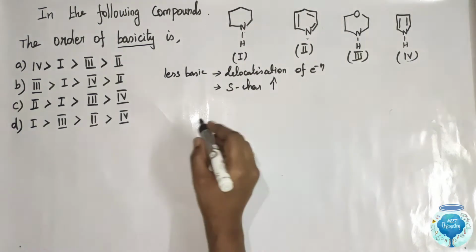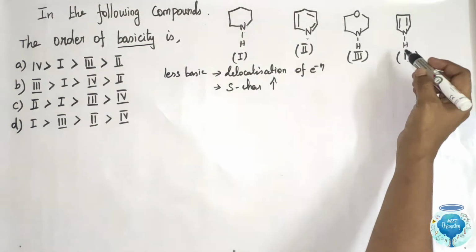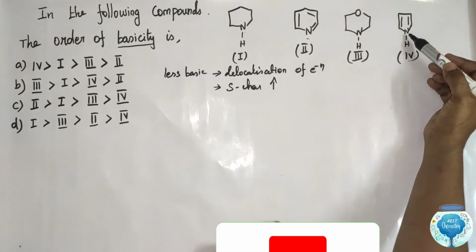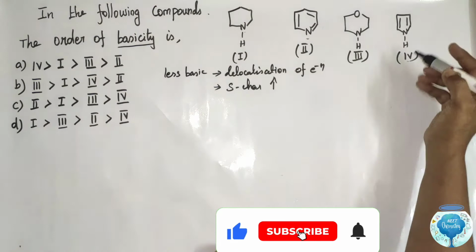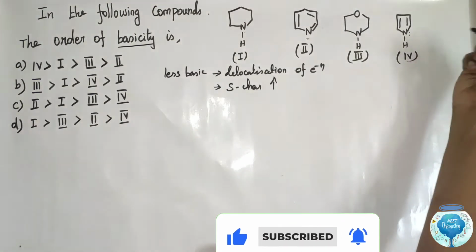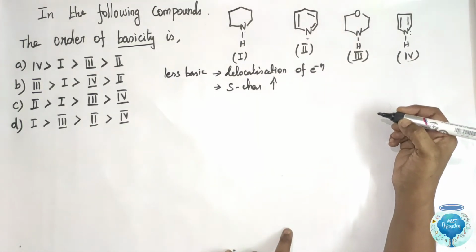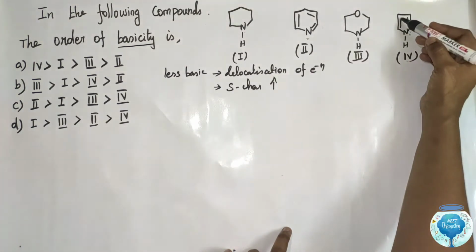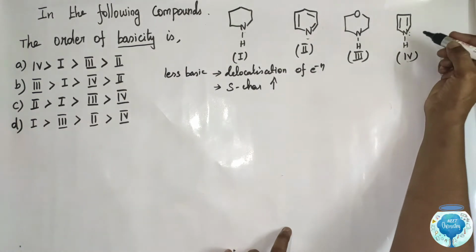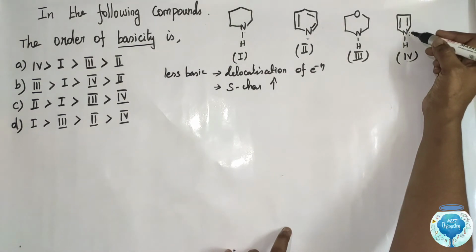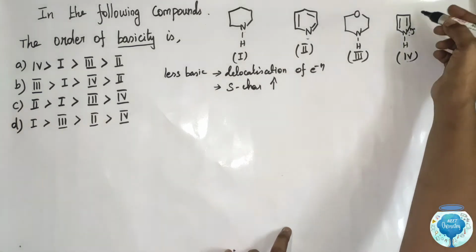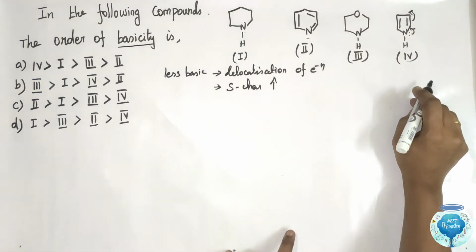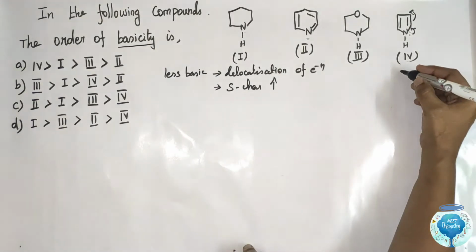We consider the fourth compound. The nitrogen atom in this fourth compound has a lone pair of electrons. This lone pair of electrons is involved in the delocalization. It contains two double bonds, so this electron pair is involved in the delocalization, and resonance will appear. So it is less basic.